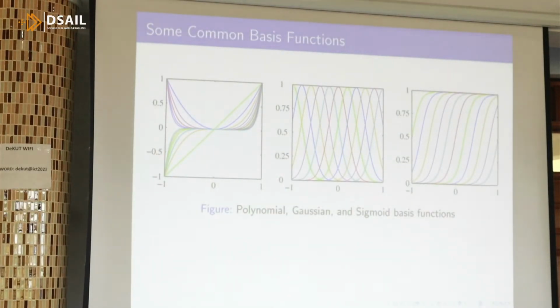This is a polynomial. This is a Gaussian basis function. So if you look at these curves, they are just multiple Gaussians together. And this is a sigmoid. In this case it is forcing all the values that you put into it into the range 0 to 1. That's a convenient observation.